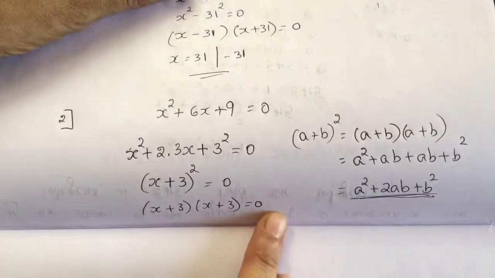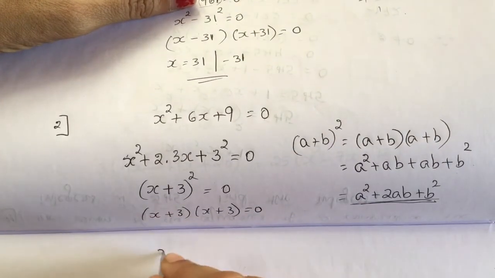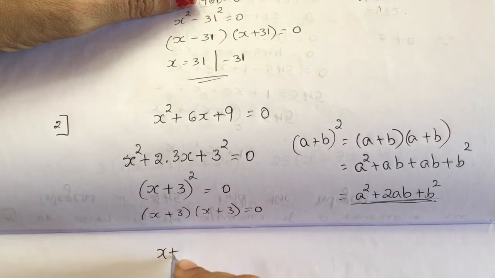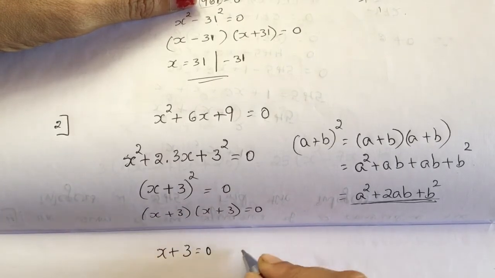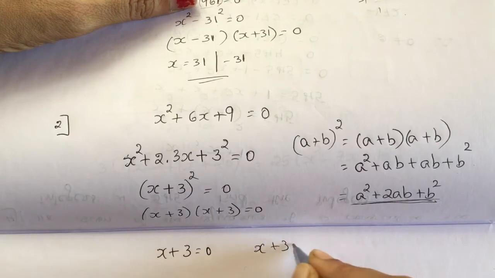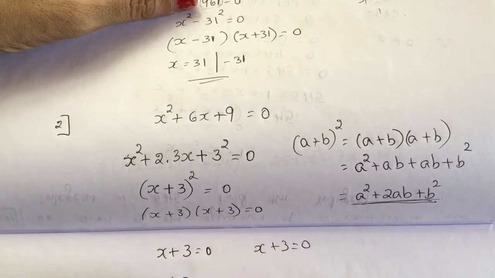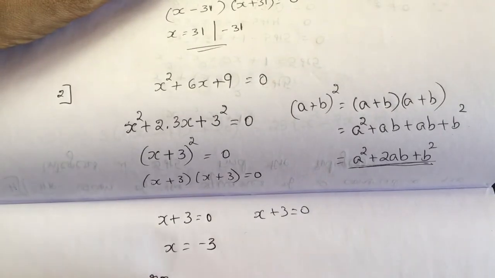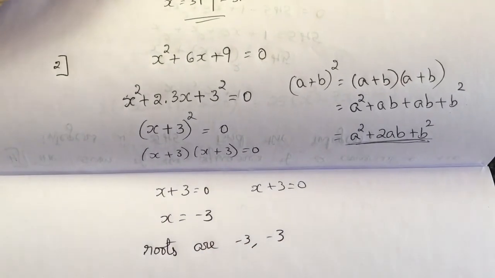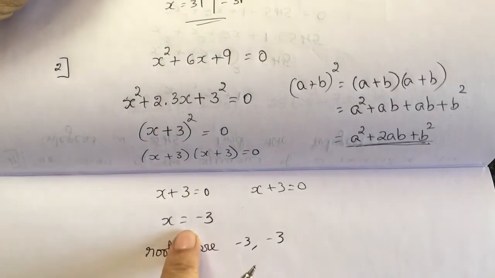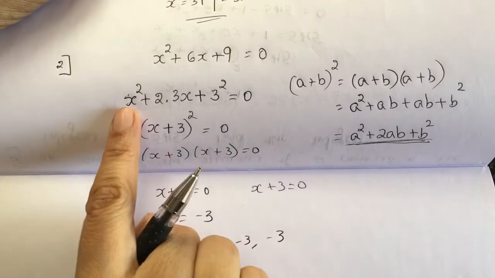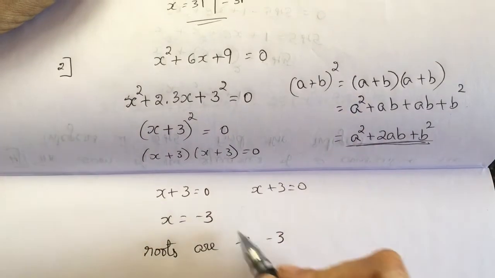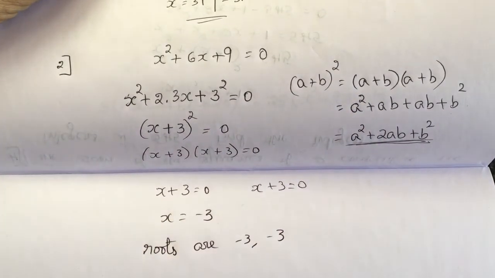Product of two terms equal to 0 means any one term is equal to 0 or both of them can be equal to 0. So x plus 3 equal to 0 twice, that's the same as writing x equal to minus 3, and the roots are minus 3 twice. It has the same roots. Since it's a quadratic equation, you will get two roots. In this case, the two roots are the same.